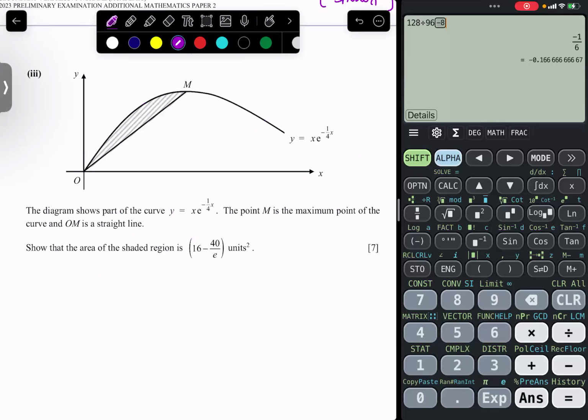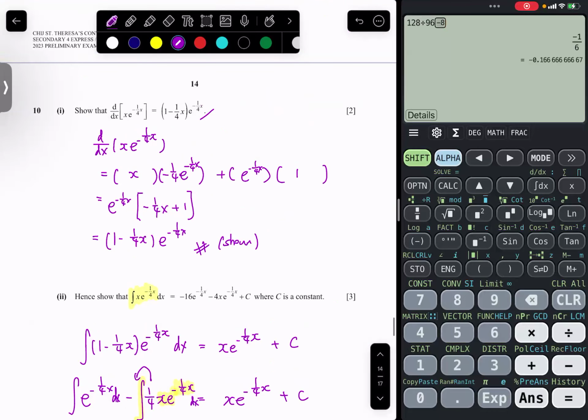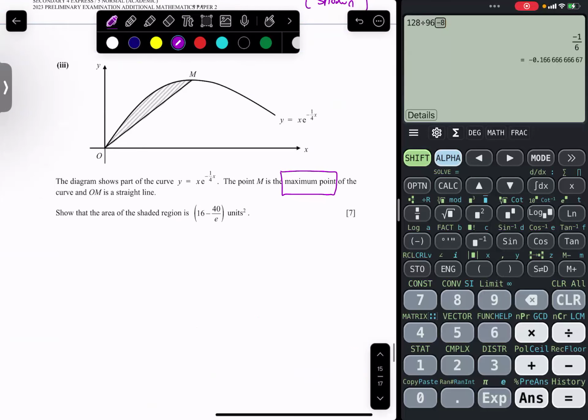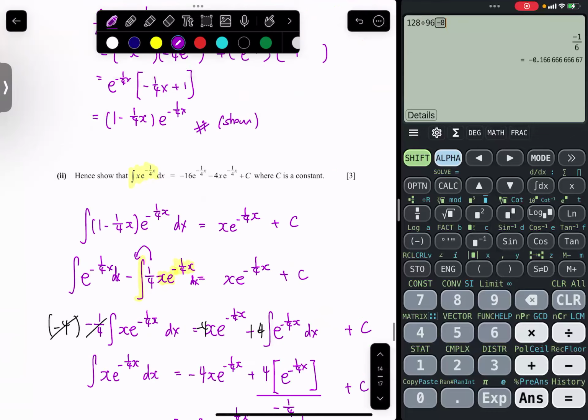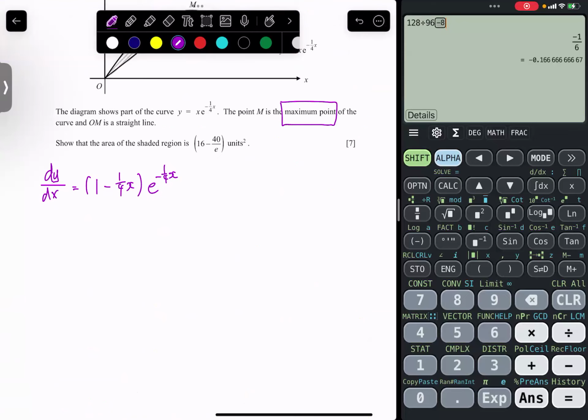The point M is the maximum point and OM is a straight line. Since it's a maximum point, dy/dx equals 0. We have dy/dx equals (1 minus 1/4 x) e^(-1/4 x). Let me check, 1 minus 1/4 x. Yes. Maximum point is also a stationary point.